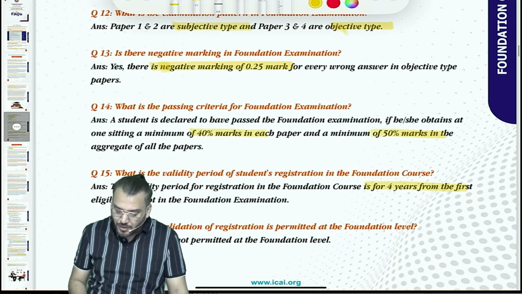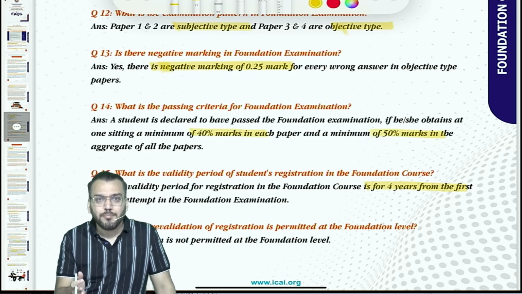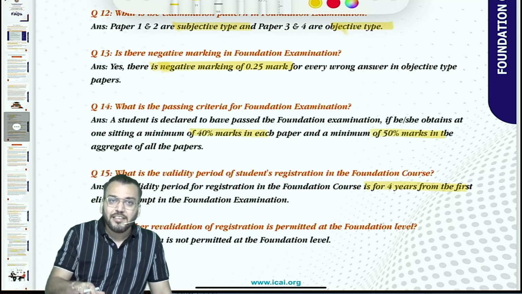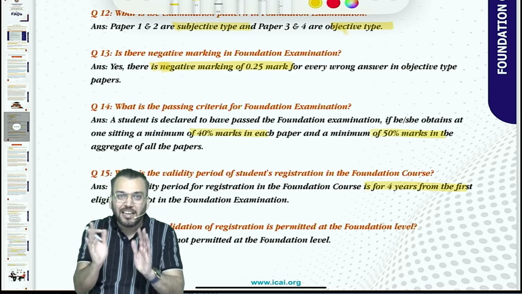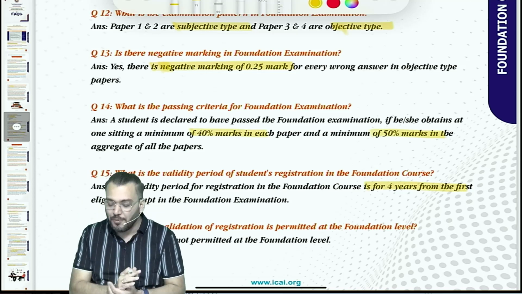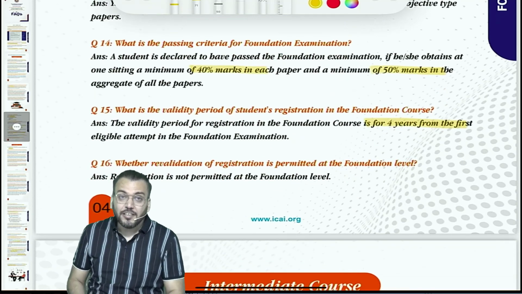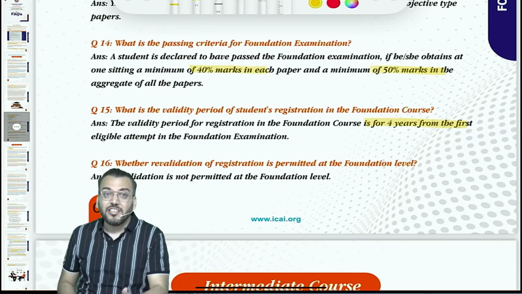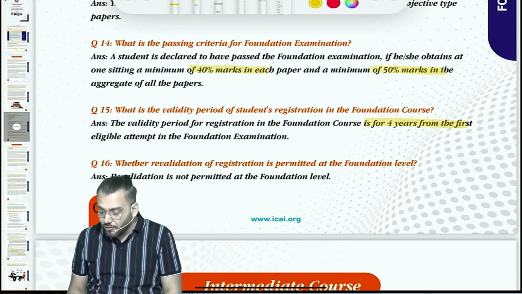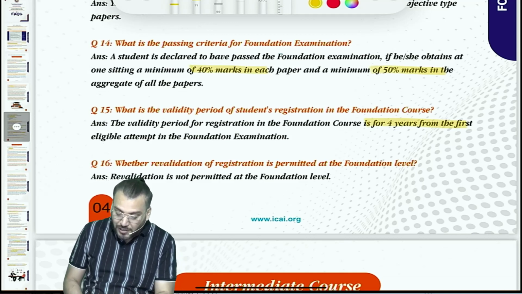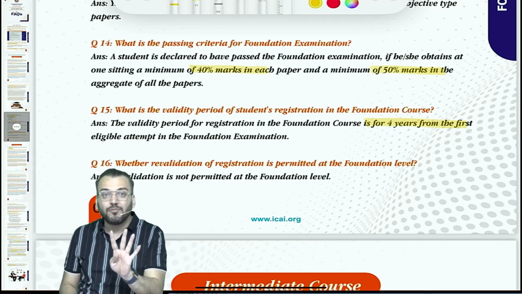Now, what is the passing criteria for the Foundation examination? It remains the same: 40% in each paper, and in aggregate you need to score 50% in all papers. Understood? The passing criteria remain the same. Now, what is the validity period for student registration in the Foundation course? The validity period is 4 years from the first eligible attempt in the Foundation examination. So the validity period is 4 years.